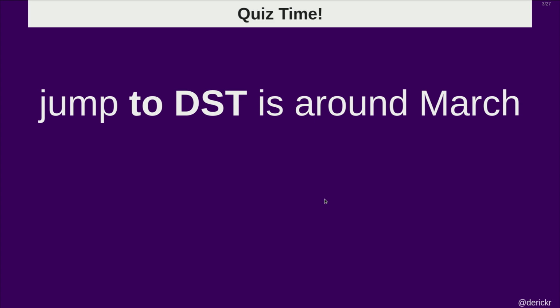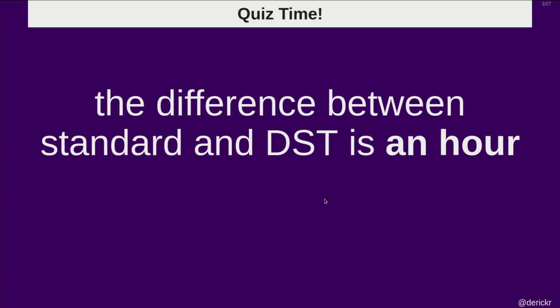So the jump to daylight saving time is always in March. No. Oh, if you're in Australia, it's at the end of the... If it is in our spring. No. Yes, in our spring. Australia has autumn, so it jumps the other way around. It's complicated. So the difference between standard time and DST is always an hour.